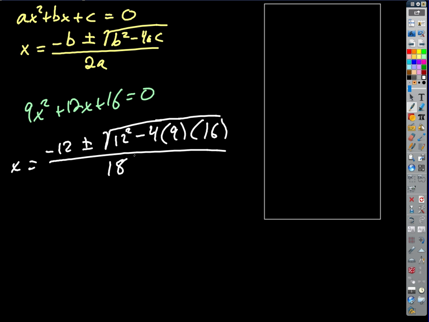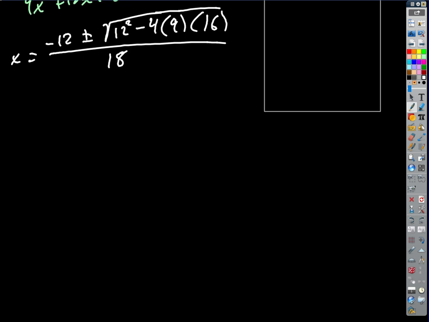Okay, so then we just have to simplify that. There's a little bit of work involved, but it's repetitive. Once you do this a few times and get back in the swing of things, you've got it. So remember, when we're simplifying answers with the quadratic formula, we want to split the denominator into two different fractions. So we're going to get negative 12/18 plus or minus the square root of all this stuff.